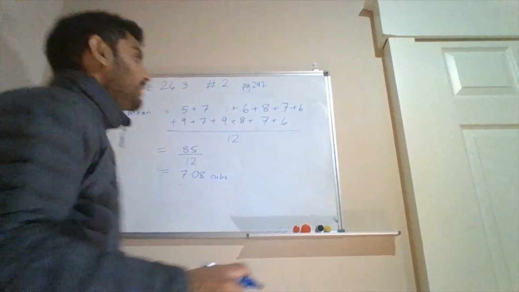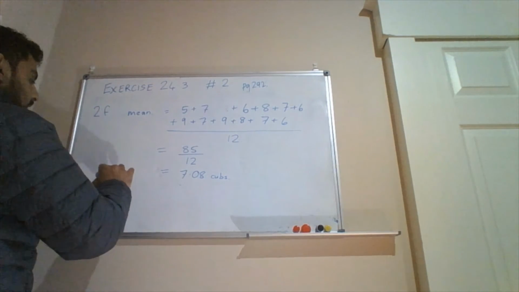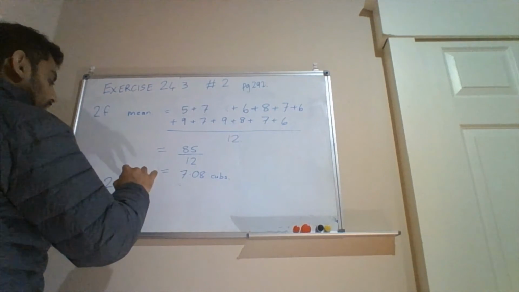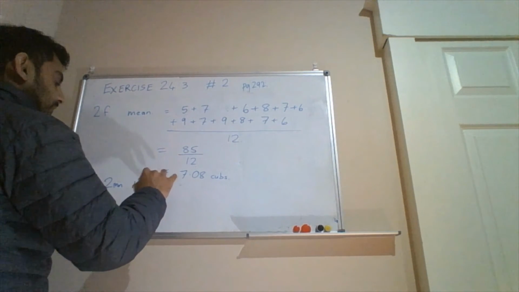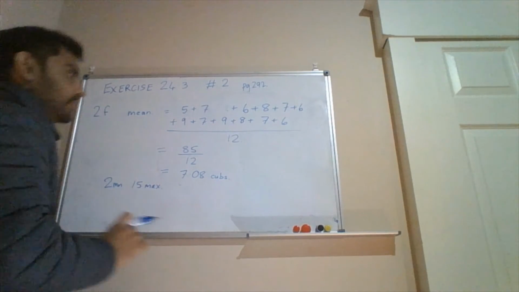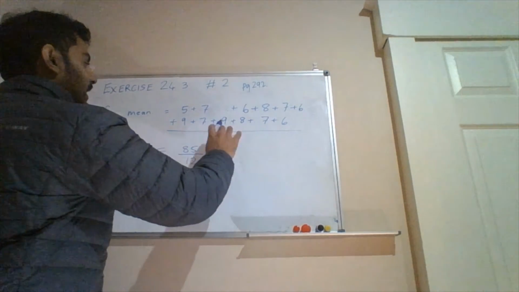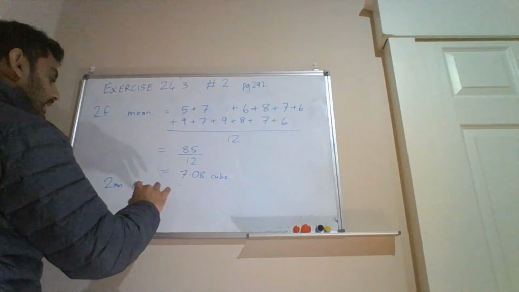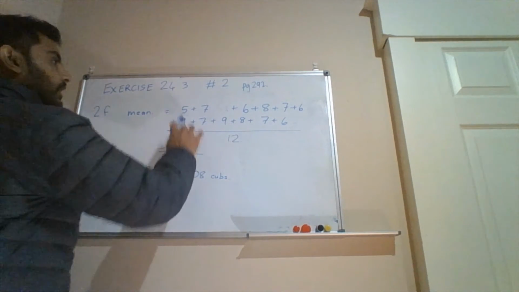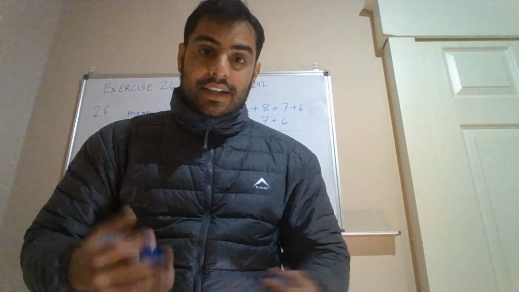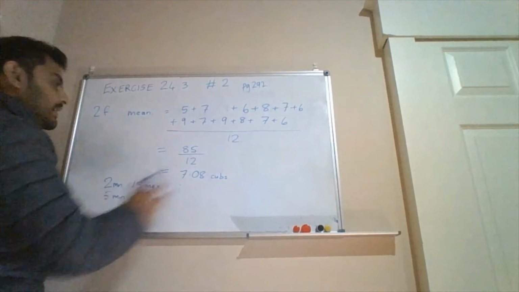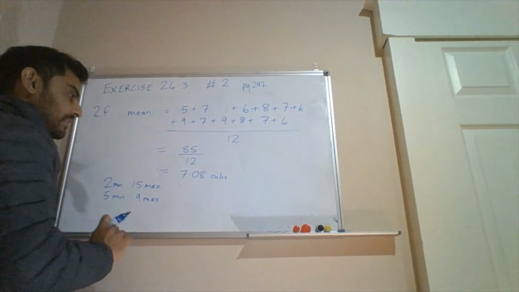If we're looking at the effect on the extreme values, 2 was our lowest value and 15 was our highest value. And when we remove them, our highest value is now 9 and our lowest value is 5. So it means our extremes get narrower, they get closer towards the mean of 7.08.